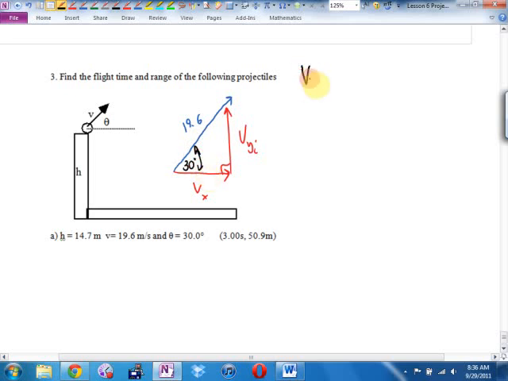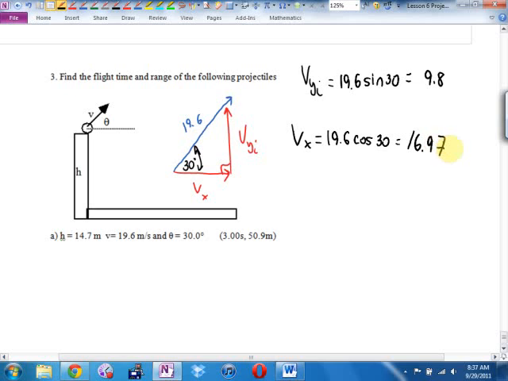And Caitlin, I think you end up with Vy being 19.6 times the sine of 30. Is that correct? Are you okay with that? I'm skipping a couple steps because I want to get an extra lesson done today. And I think Vx ends up being 19.6 times the cosine of 30. And I think this ends up being 9.8. And I have no idea what Vx ends up being. What did you get for Vx? Nice and loud, sorry. 16.97. Is that right, folks? Yep, people nodding.